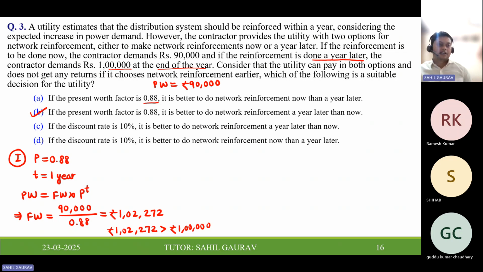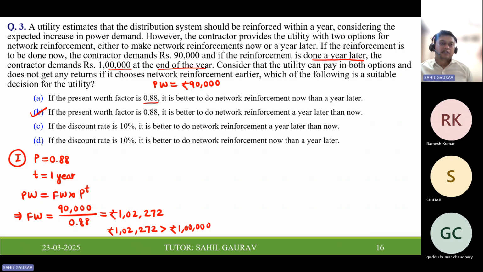So here, in this question, they want to tell that you should be smart based on the inflation rate, whether you should give the money right now or at the end of the year. From the inflation rate, you can find the future worth of money. The contractor is demanding 90,000 rupees right now, and after 1 year, if you give the money for the same work, the contractor is demanding 1 lakh, and you know the inflation rate. So from the inflation rate, you can find the future worth of present money, which is coming as 1,02,000.